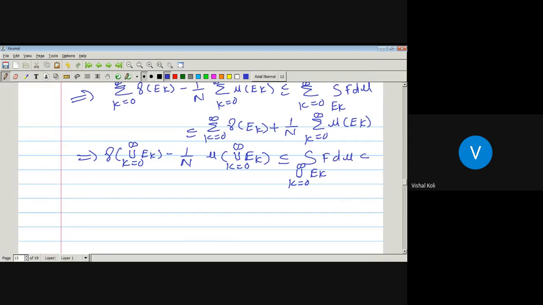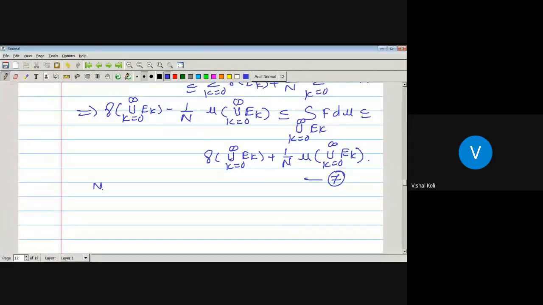So it is nothing but the integration over the union over k running from 0 to infinity of ek of f d mu, and which is less than or equal to again gamma of the union over k running from 0 to infinity of ek plus (1/n) times the measure of the union over k running from 0 to infinity of ek. So this part we get here. Now take this part as equation number 7.